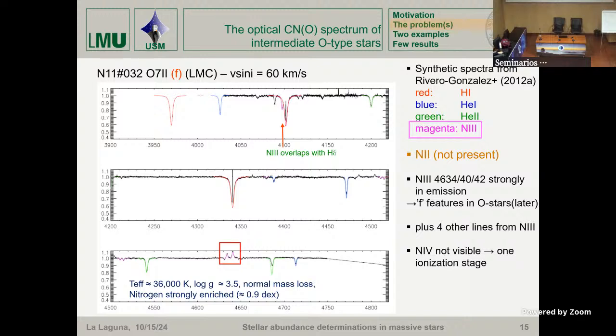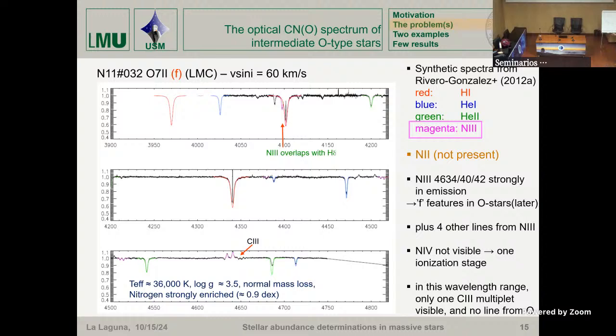The nitrogen-3 here has some peculiar behavior. It has a slight emission. We will come back to this later on. And more or less no other elements except for carbon-3 here, these two weak features are visible in this wavelength range. Around 5,000, there are a couple of more lines, but that's it.